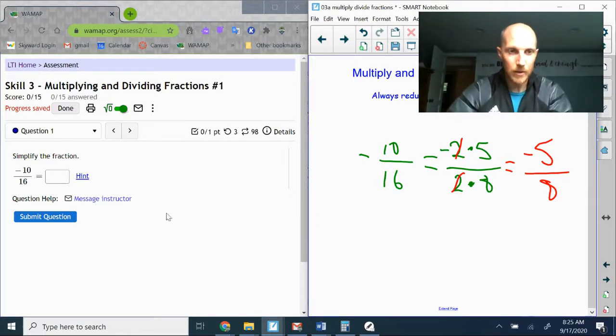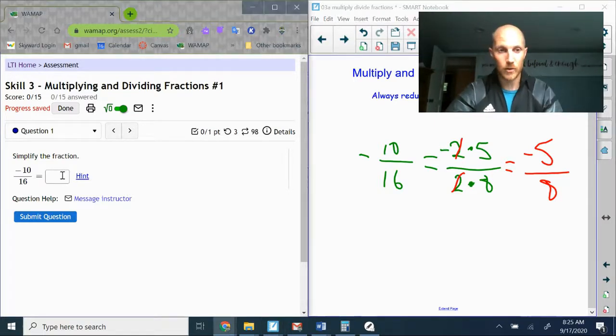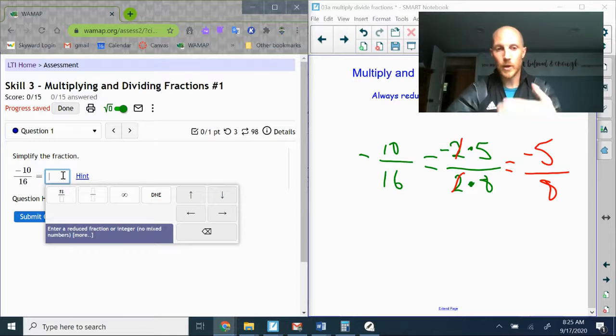Okay, I'm going to go back over here. So how do I type a fraction into WAMAP? The first thing I want to mention is when you click on here, a toolbar shows up, so that's obvious. I've got a couple of different things I can do as far as entering fractions. You can use the keyboard if you want. You don't have to use the little toolbar that pops up, but I want to do a fraction, so I'm going to click on the fraction here in just a second.